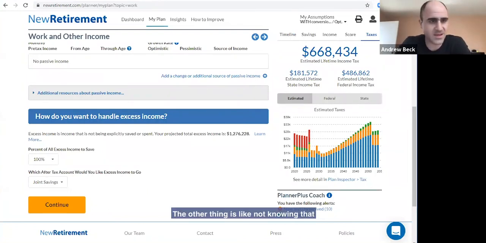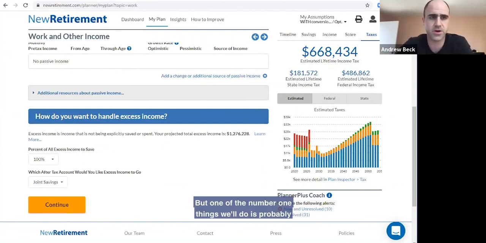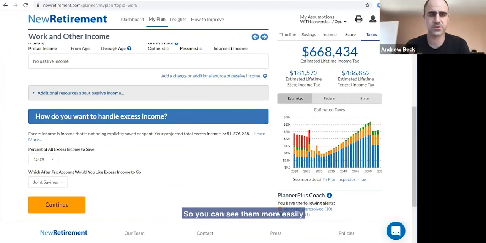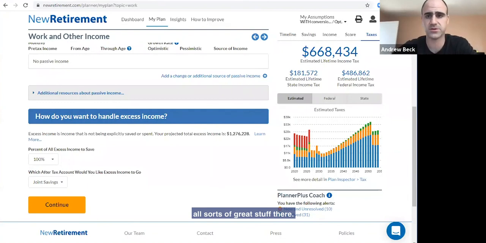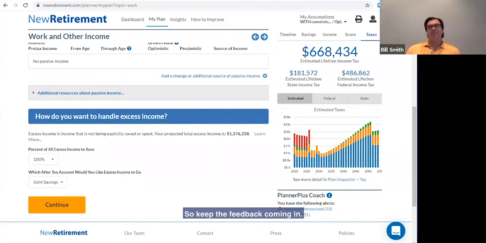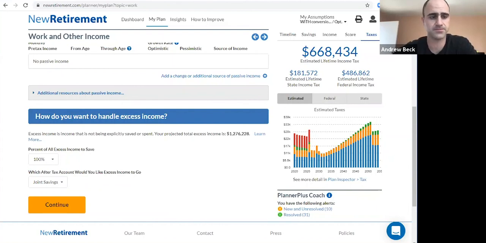The other thing is not knowing that you could do the tax image while you're modeling the Roth scenario. I think one of the things we'll look to do, like Steve is alluding to, is change the UX, and we're still discussing exactly what that design looks like. One of the number one things we'll do is probably make those charts on the right larger so you can see them more easily and have it be more fluid when you're changing the inputs, seeing the results on your plan, as well as suggesting some beneficial things that you could do, whether that's by optimizer or whatever, all sorts of great stuff there. So keep the feedback coming. It's useful for us to see this.